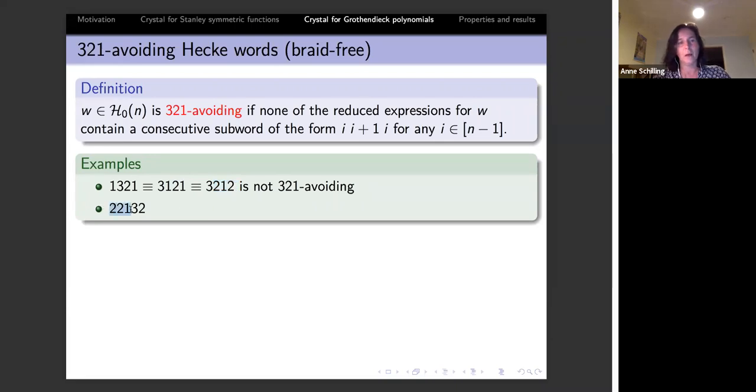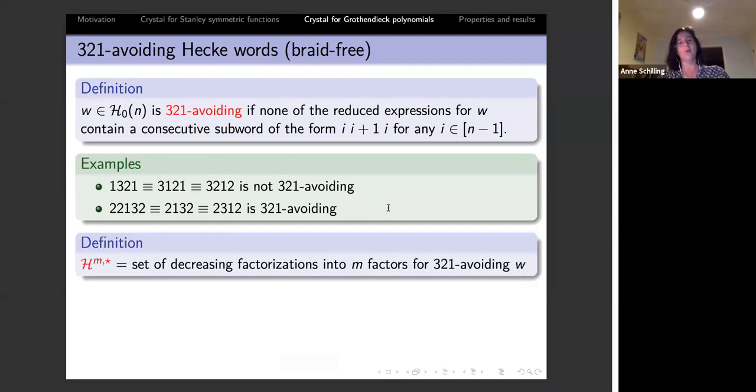If we, however, look at this one, 2, 2, 1, 3, 2, well, remember 2 times 2 is 2 in the 0 Hecke monoid. And you can again interchange the 1 and the 3, but that's basically it. I mean, there are no further relations that you could use. So you can see that there's no braid. You can never see an i+1, i, i+1. So therefore, this is indeed 3-to-1 avoiding.